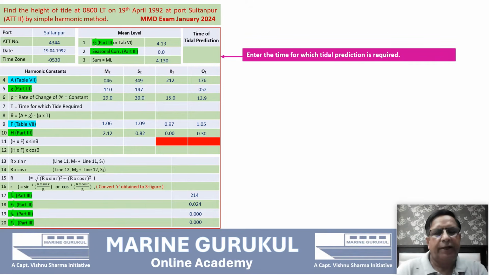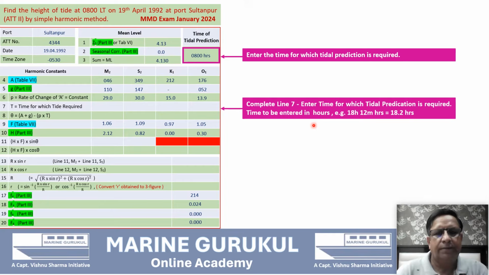Next, please complete this space for the time for which tidal prediction is required from the question. In our case, it's 0800 hours. So here you can fill in the format that it is given, no issues. But next, when you go to line 7, where again the time has to be filled in, please pay attention. The time in line 7 is to be filled in decimals of hours rounded off to the second decimal place.